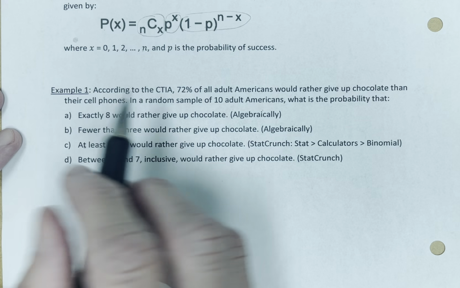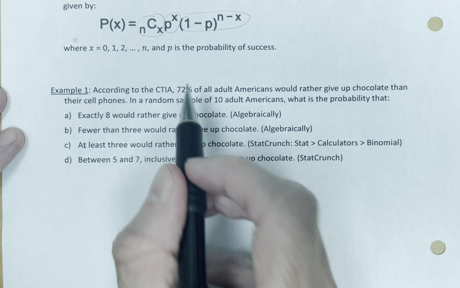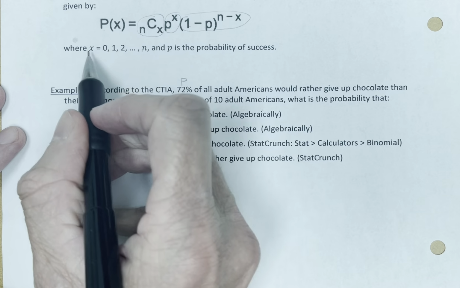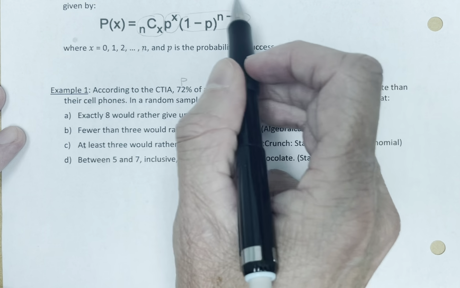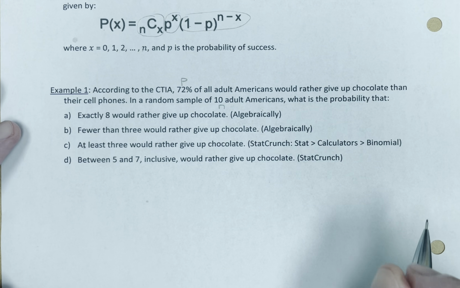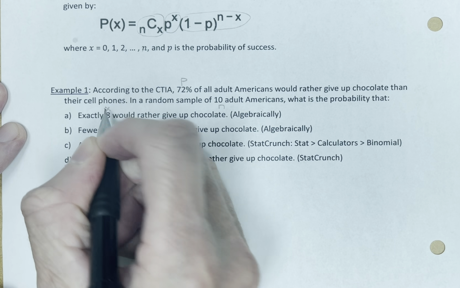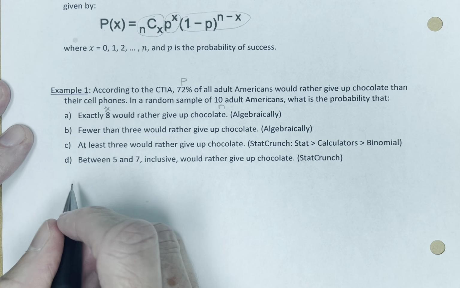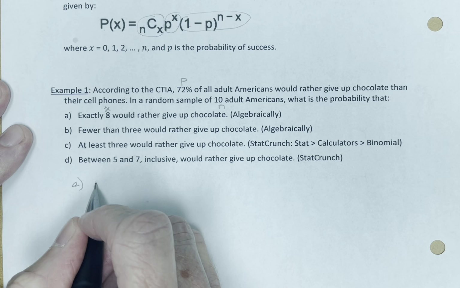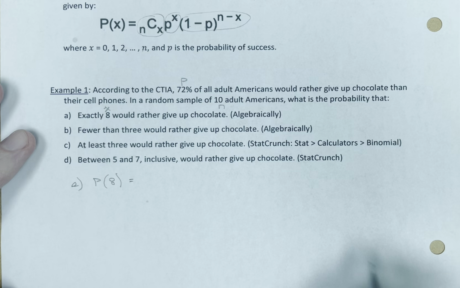So what do we know? 72% is our probability of success, success being give up chocolate. So this is p. n is the number of trials, the number of samples, so our n is 10. And we want 8, so this is going to be our x. We want exactly 8. So for letter A, we'll do this one by hand, and we'll also do it in StatCrunch. So the probability that 8 say they will give up chocolate.